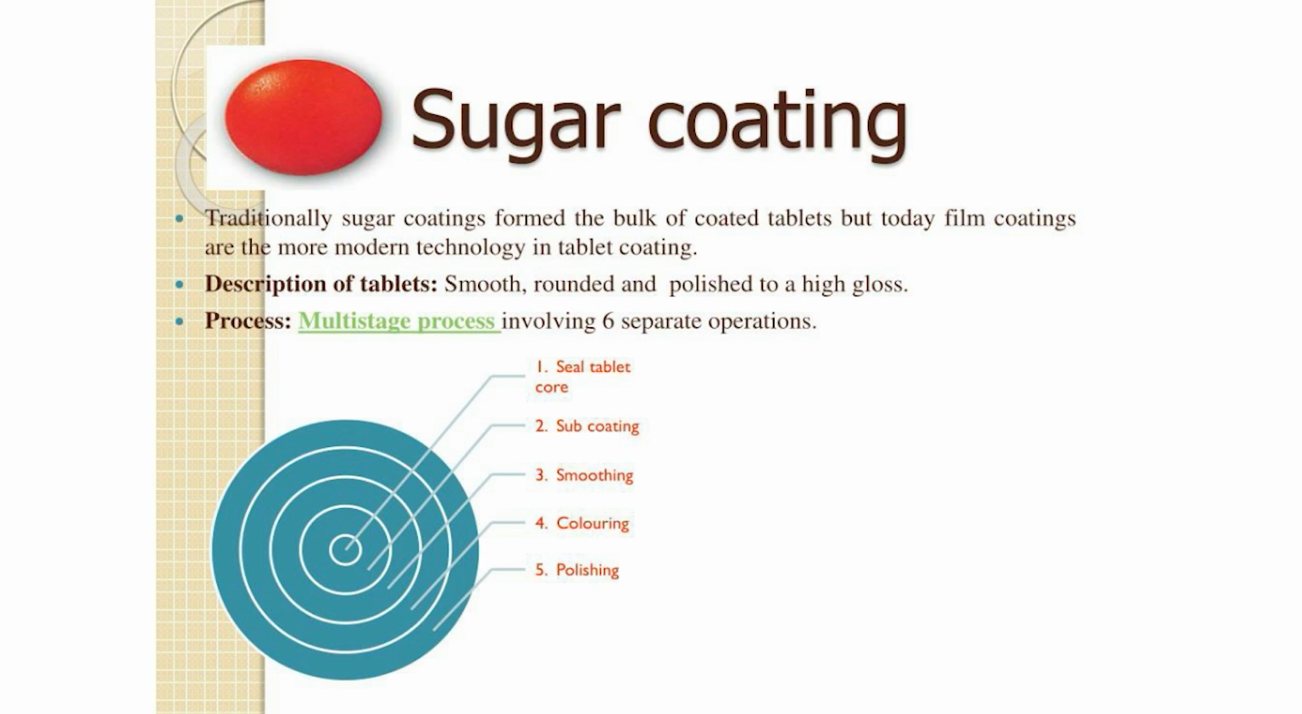The third step is grossing or smoothing. It smooths out the subcoated surface and increases tablet size to predetermined dimensions. Coloring gives the tablet its color and finished size. The last one is polishing. Polishing produces the characteristic gloss.